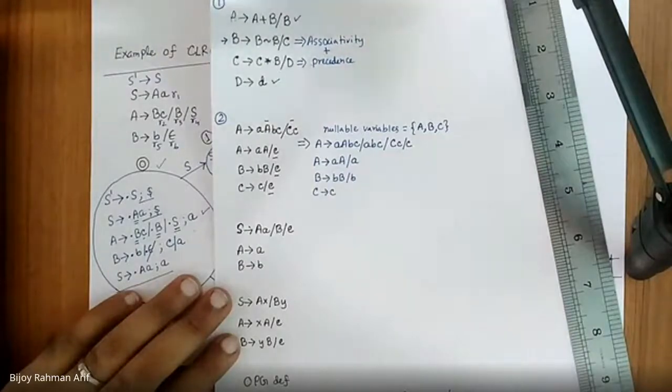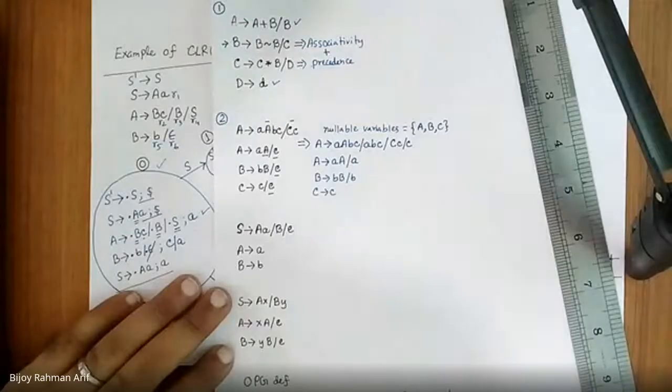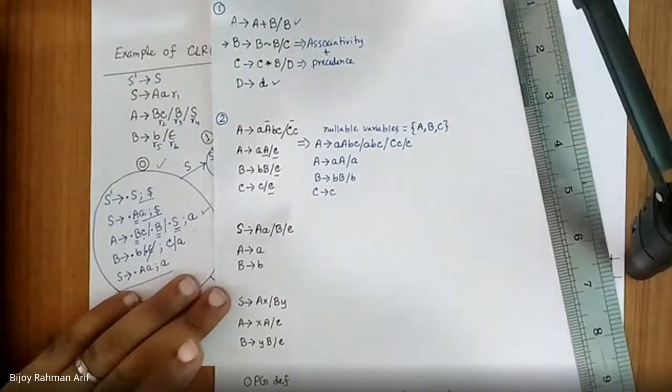Any query? Sir, B derives E. Sir, A derives small a, how? A derives small a, here A can also be epsilon. Oh, right. A can also derive epsilon. That's why you have to write small a as well. Is it clear? Yes, sir.